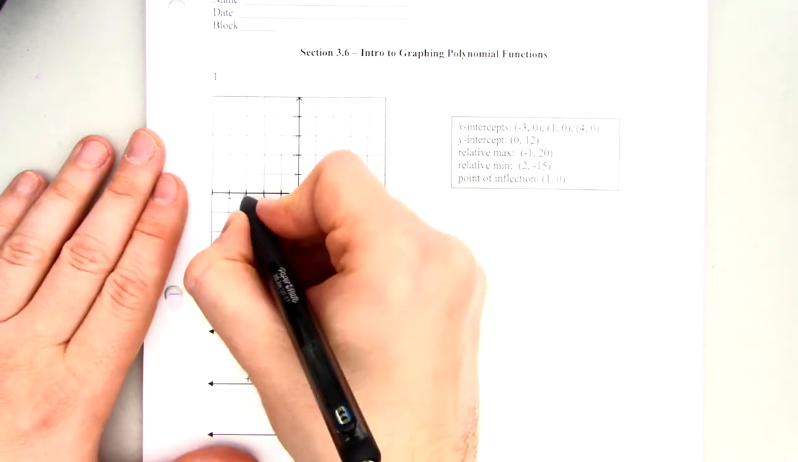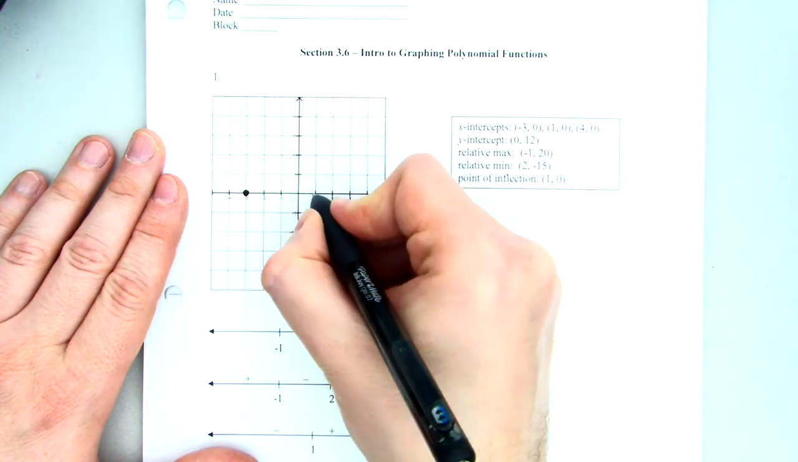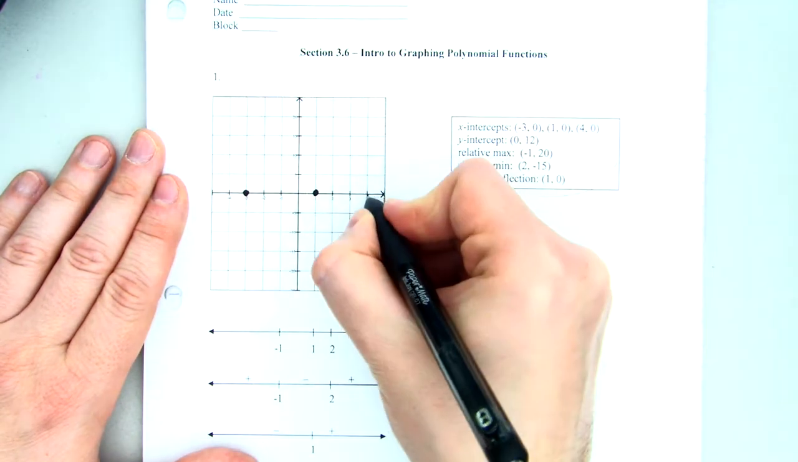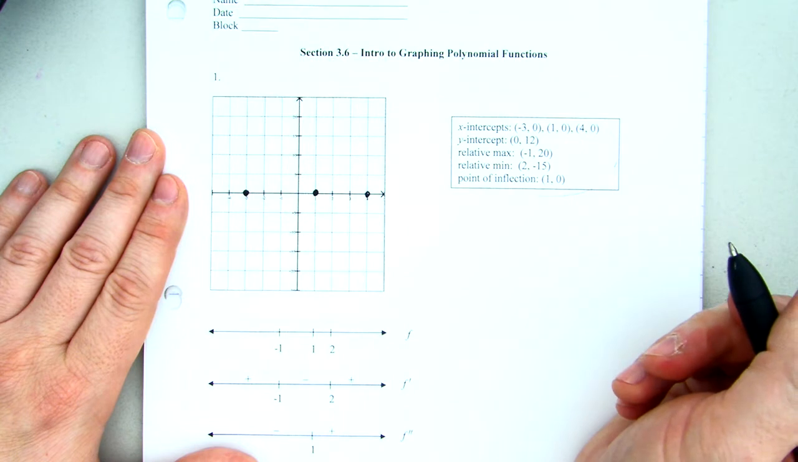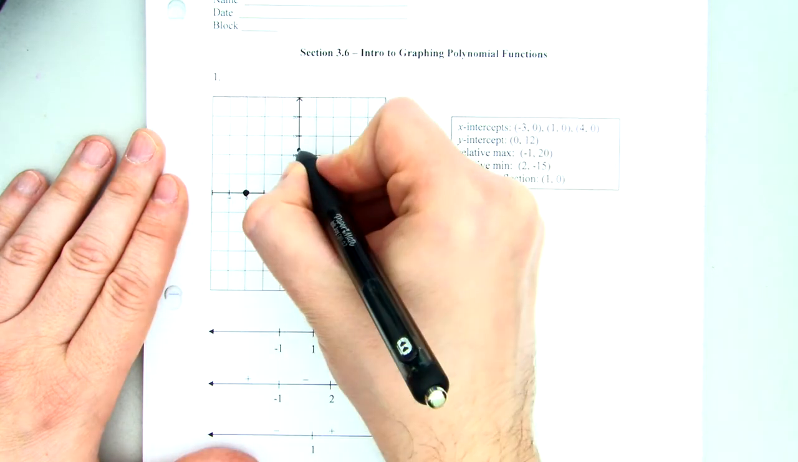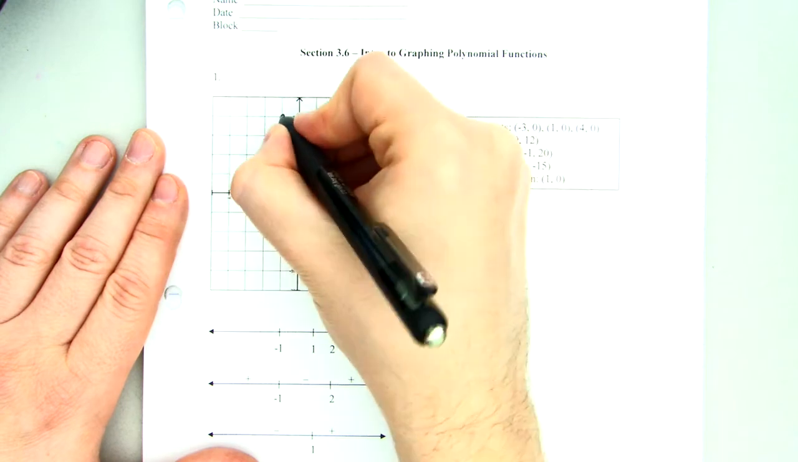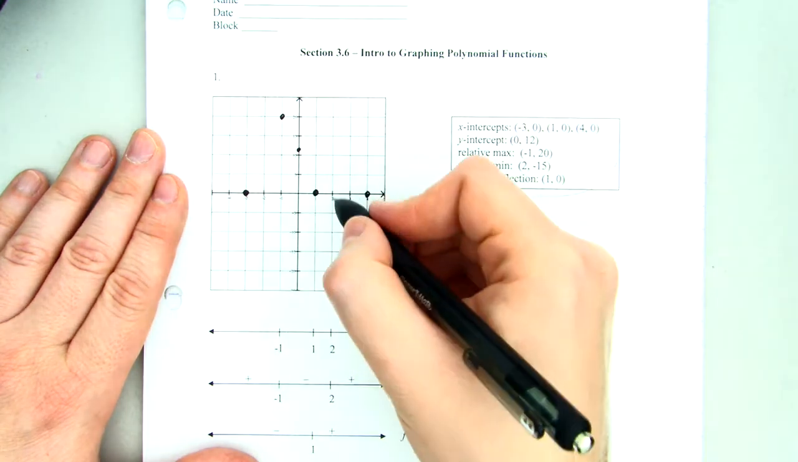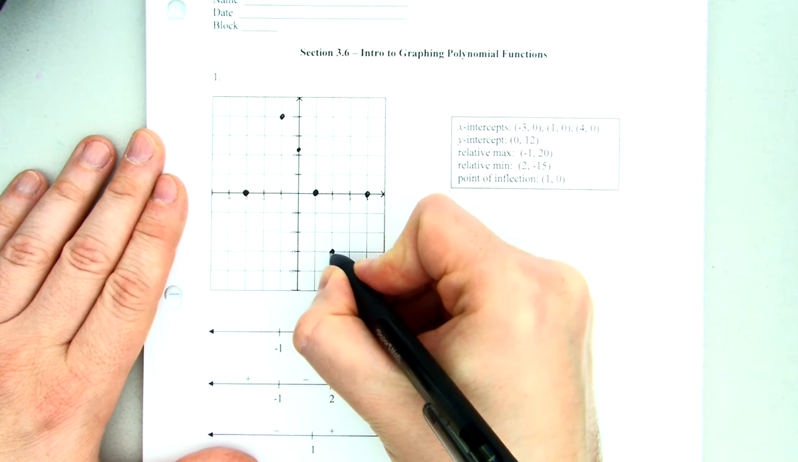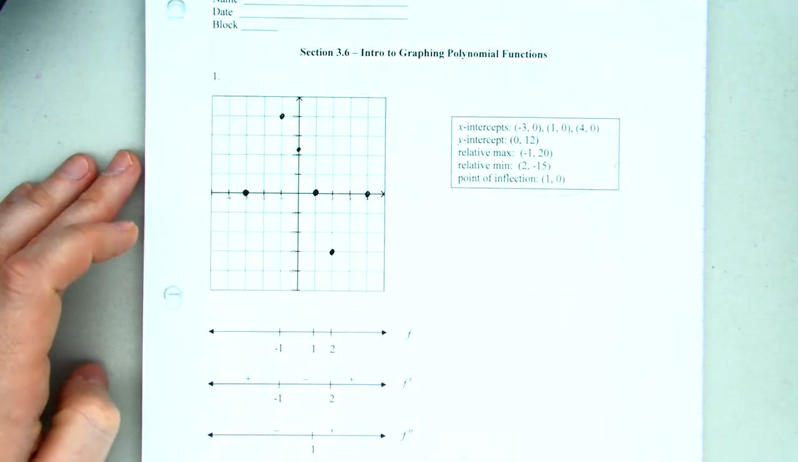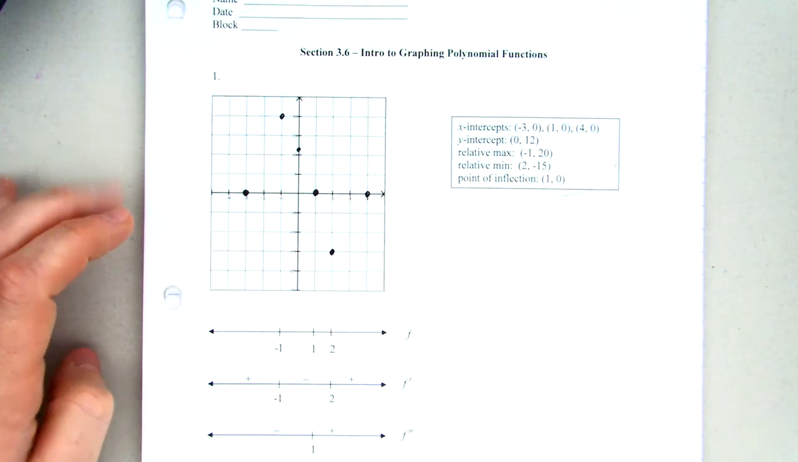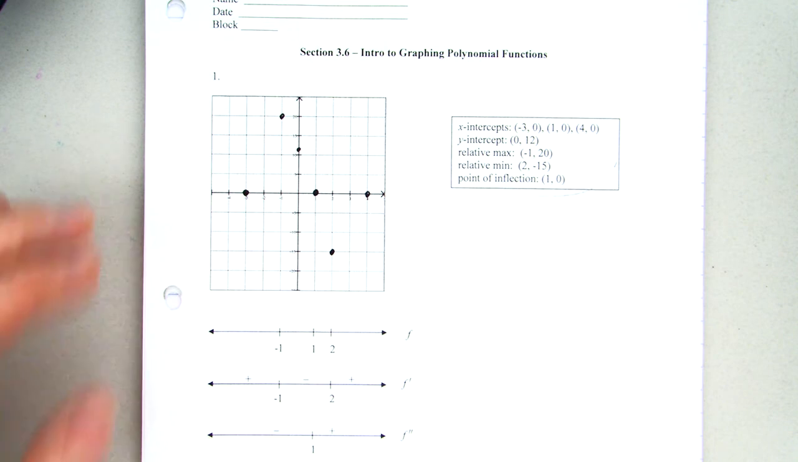Got an x-intercept at -3, 0. Another one at 1, 0. Another one at 4, 0. Y-intercept at 0, 12, so about there. Relative max at -1, 20, so about there. Relative min at 2, -15, so about there. And I think I could get a relatively decent sketch of my graph by just going through the points, but I want to be a little bit more precise.